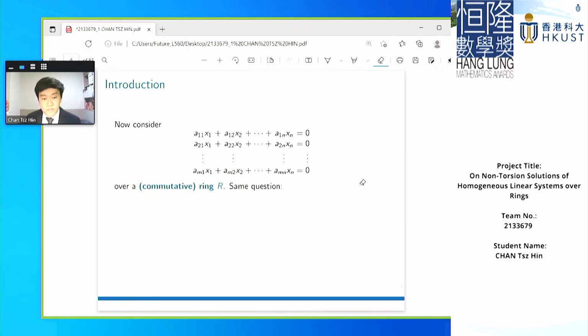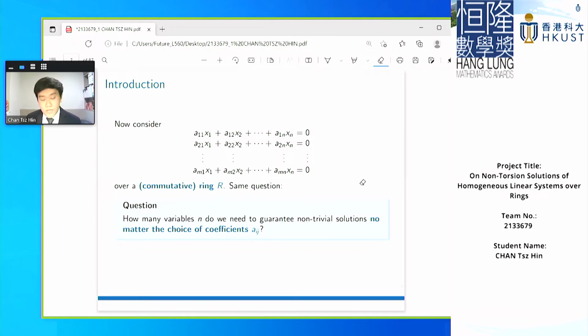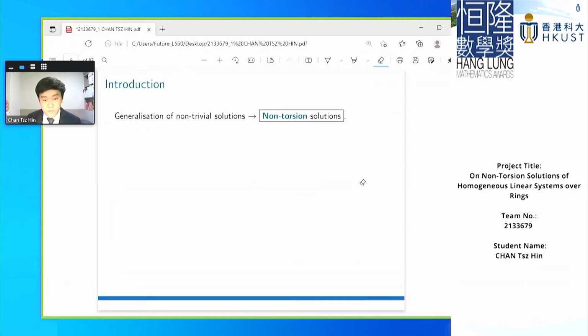So instead of considering a field, we now consider a homogeneous linear system over a commutative ring. Then we can ask the same question, and the key difference here is that not every element has a multiplicative inverse, so the row operations that we can perform are different. But after some literature review, the answer turns out to still be n plus 1. So instead of generalizing to other algebraic structures, we try to generalize the idea of non-trivial solutions, which will be non-torsion solutions in our paper.